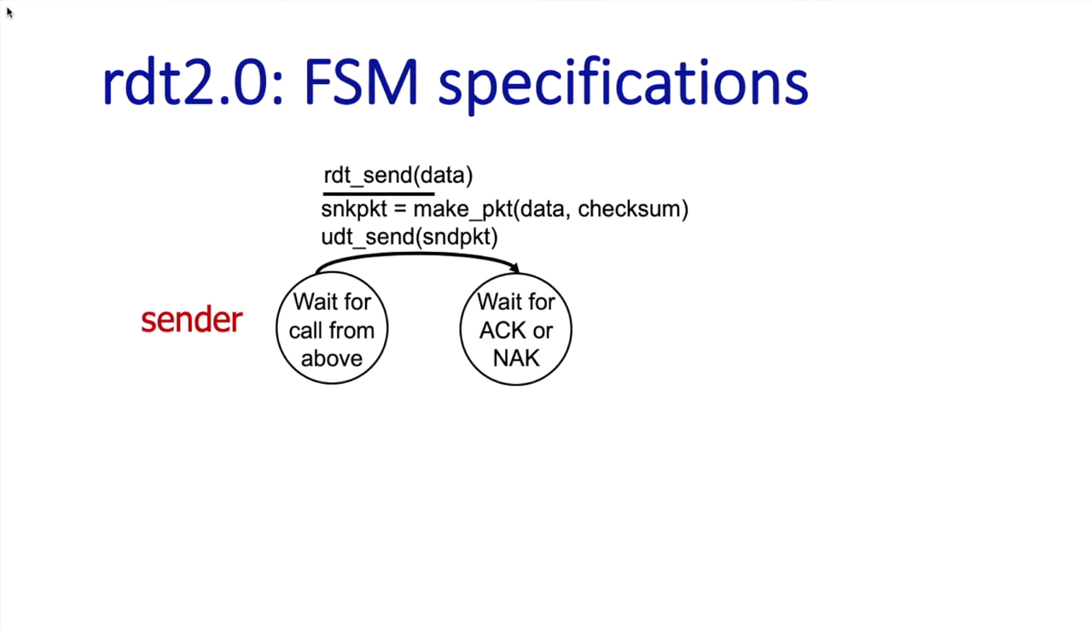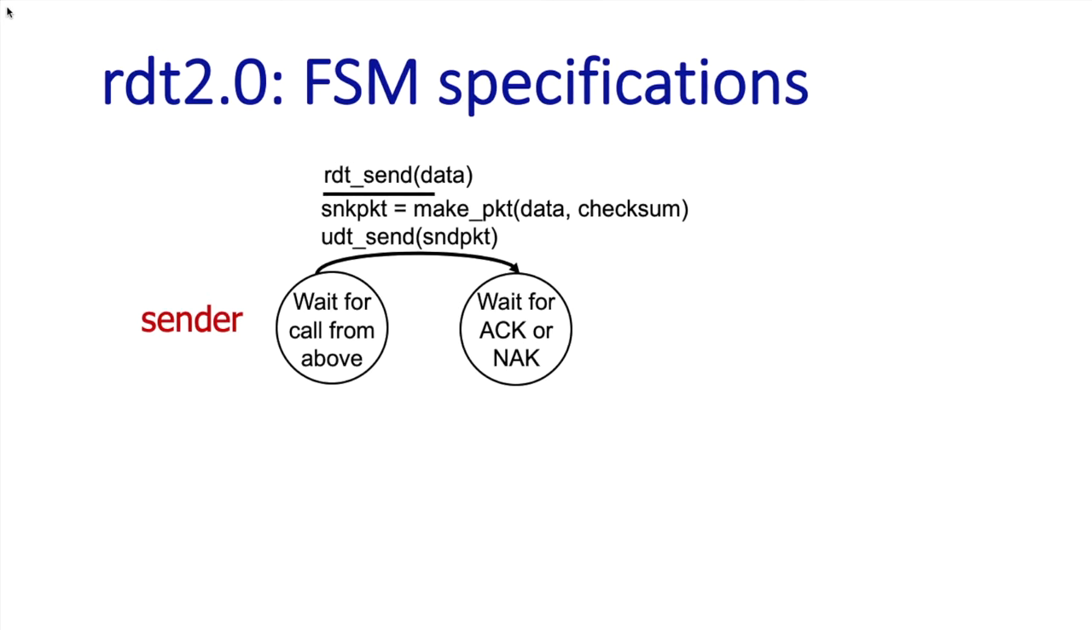The sender to receiver packet is then received at the receiver. It's not corrupt in this case. So the receiver extracts data from the packet, delivers the data to the application layer, and sends an acknowledgement packet back to the sender. The sender then transitions back to the wait for call from above state. And the receiver, of course, remains in the wait for call from above state.